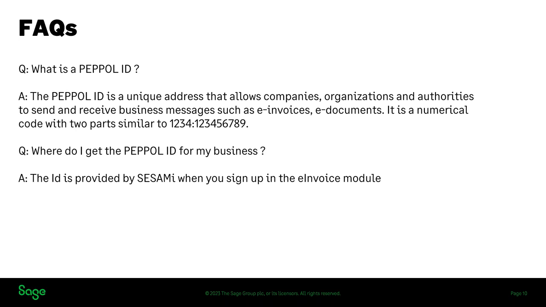Then the other question is, how do I go about getting this PEPAL ID? I'll show you that when we get into the product itself. The ID is provided by Sesame. There's a register button in the setup for the EI module, where you put in your information for your company, and some specific fields are required. Click on the register button. That sends that information to Sesame, who then provides you your PEPAL ID. Okay, so that's what the PEPAL ID is about, right?